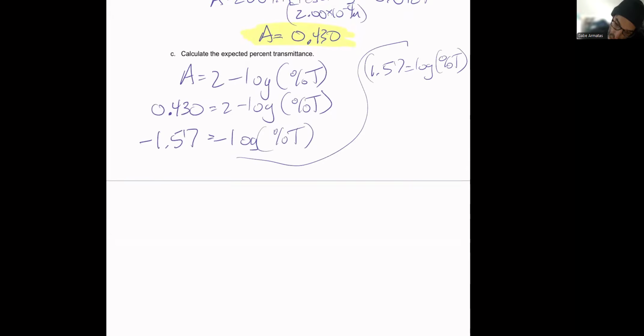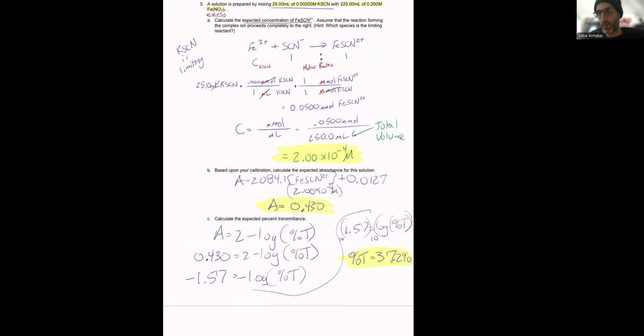And then I get rid of the log by raising both sides to 10. So 10 raised to 1.57. The percent transmittance is 37.2%. So you should get something close to that. There we go. All right, problem solved. So that's it. A lot of moving between absorbance and transmittance. We use absorbance because it's linear. Transmittance is not quite as nice. So that's why we do it. All right.